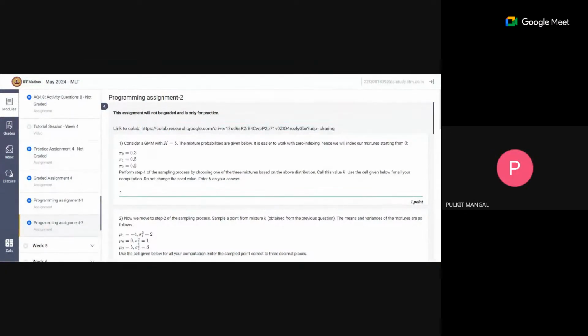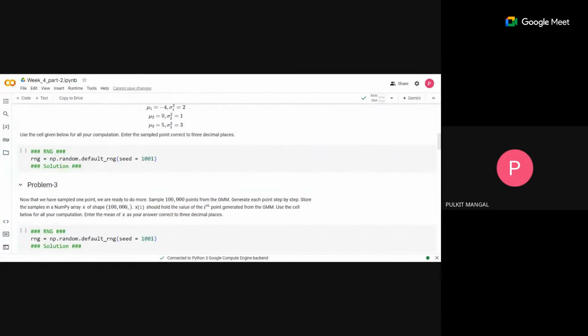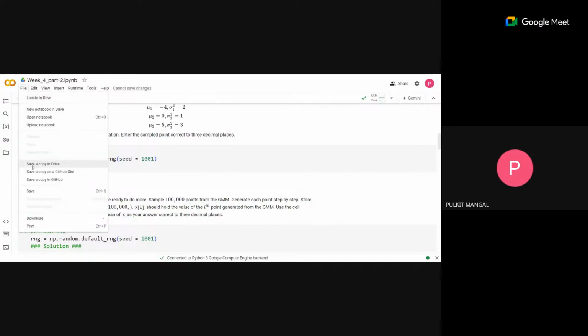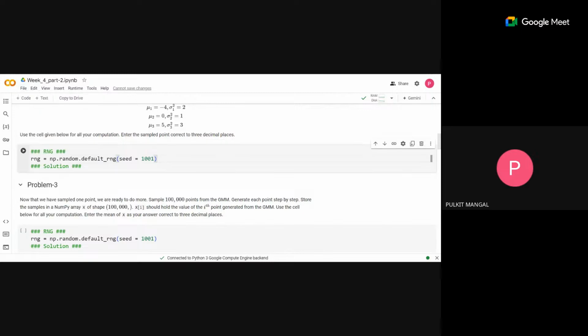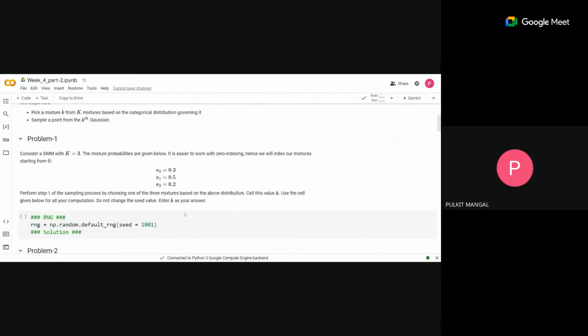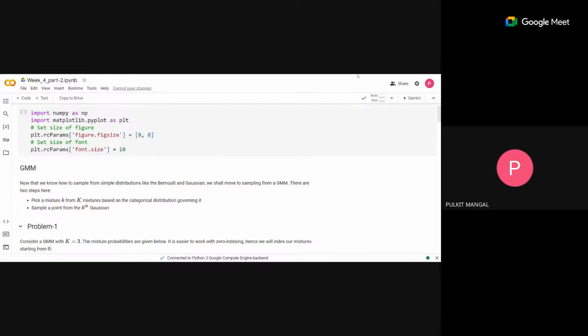Just copy paste this link in your browser, and this will be the Colab file that you will see. Click on the file, save a copy in Drive, so that all the changes that you make get saved. Now click on connect. I have already connected it, so it will not show.